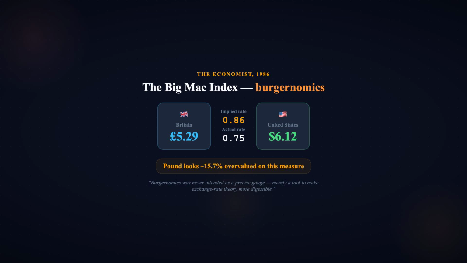The Economist calls this burgernomics, and openly says it was never meant as a precise gauge of currency misalignment, just a tool to make exchange rate theory more digestible. That humility is exactly why it works as a teaching anchor.